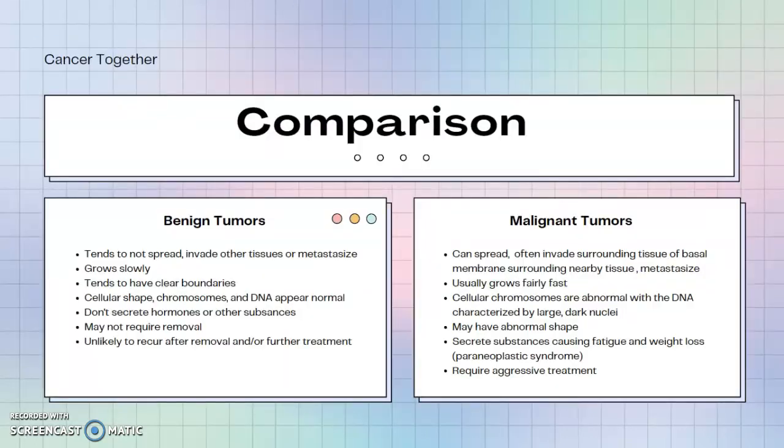Now that we have some background in these different types of tumors, let's make some quick comparisons of benign and malignant tumors. First, benign tumors tend to not metastasize and will grow slowly, while malignant tumors do spread as they often invade the surrounding basal membrane of nearby tissue and grow fairly fast. Next, benign tumors tend to have clear boundaries and their cellular shape, chromosomes, and DNA appear normal, whereas the cellular chromosomes of malignant tumors are abnormal, with the DNA being characterized by large, dark nuclei and can have abnormal shape.